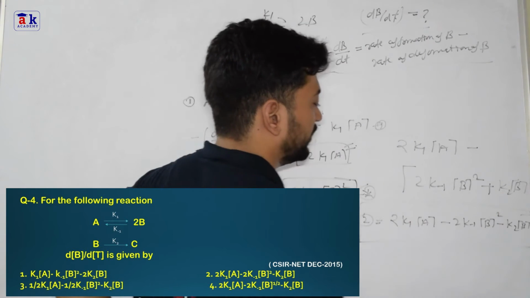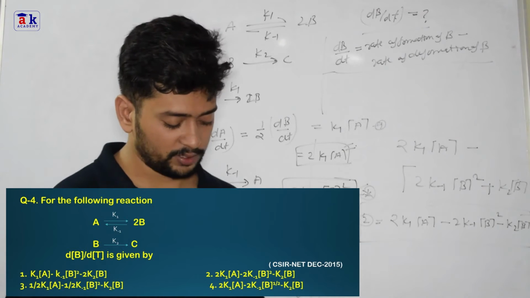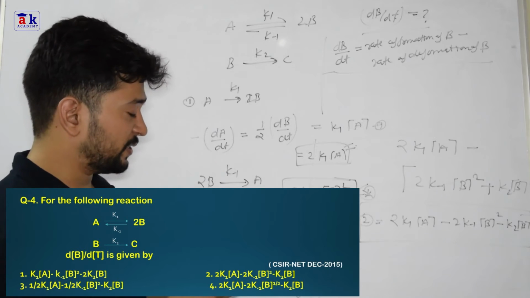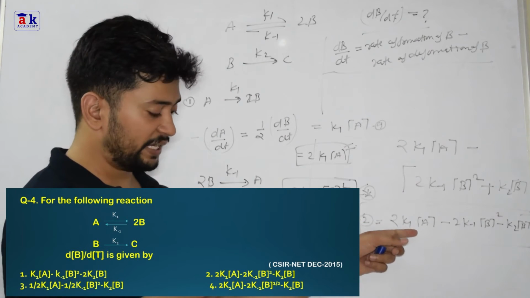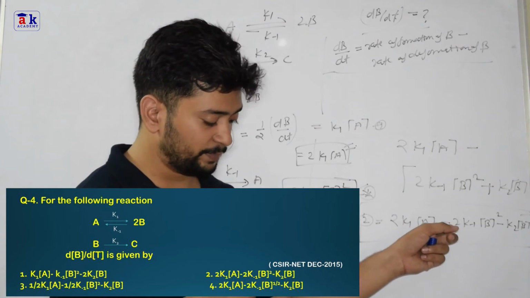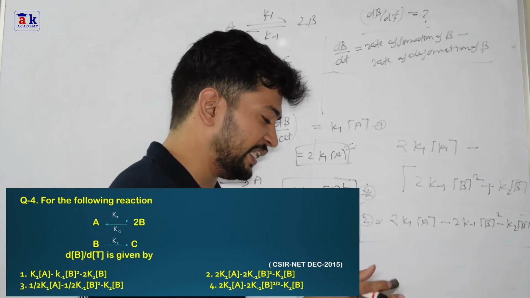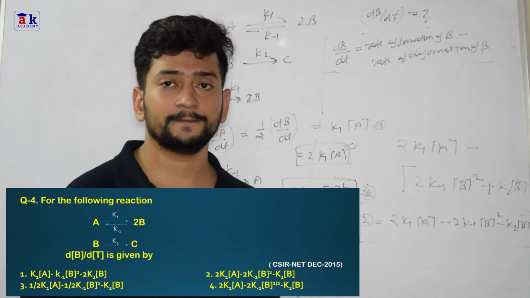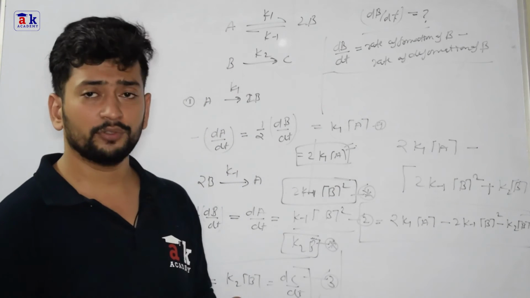Now let's check whether it has been given in the options or not. The second option you can check: this is 2K1A minus 2K-1 B square minus K2B. So the second option is the correct one, where you can see this one, right? I hope you understood this question.